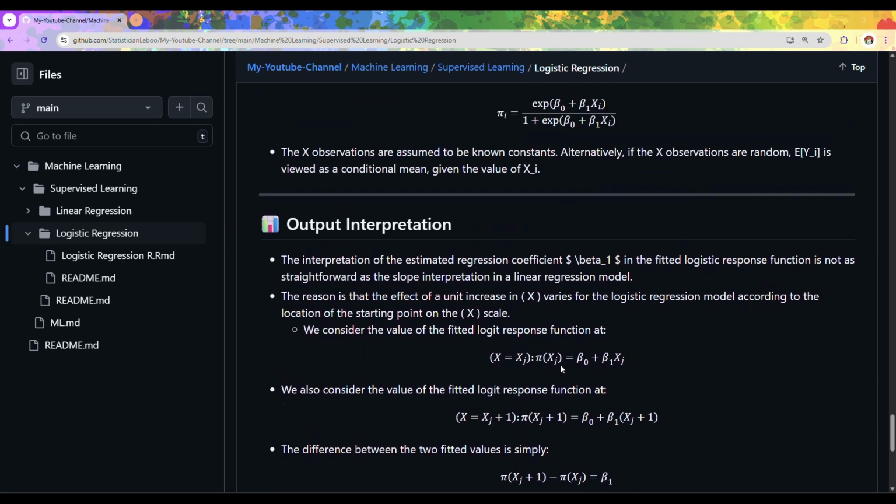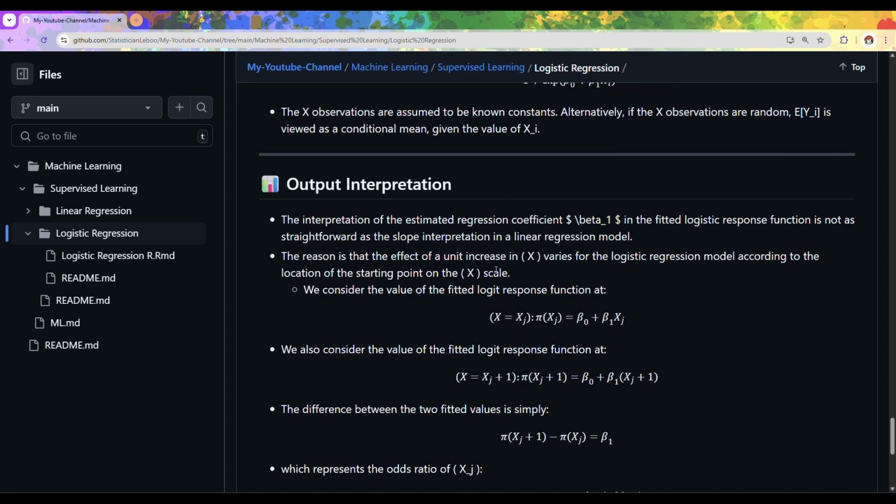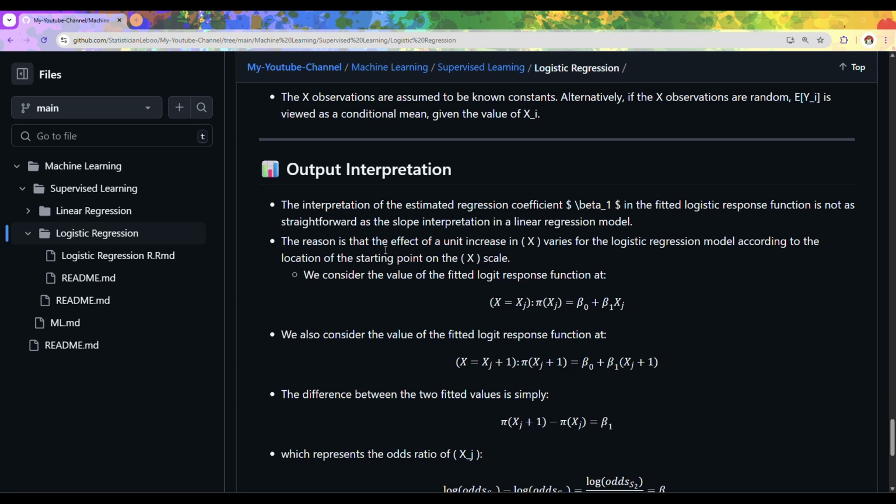How do we interpret the function? So this is how we are fitting the model, but how do we interpret it? When I upload the codes, you'll be able to see it. The estimated regression coefficient beta 1 in a fitted logistic response is not as straightforward as a slope interpretation, where we say given a unit increase in, let's say, x1, we expect y to increase by this. It's not as simple as that.